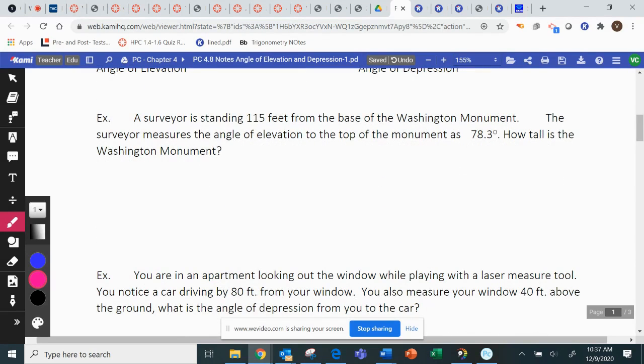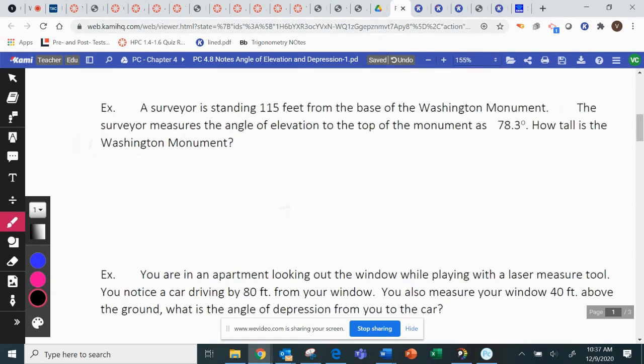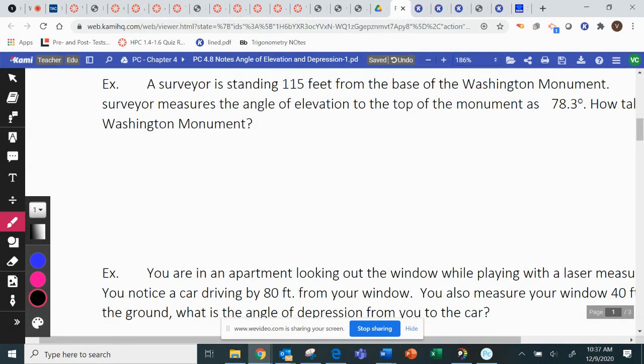We have a surveyor standing 115 feet from the base of the Washington Monument. The surveyors are those little people that stand on the side of the road with a little tripod and they're looking through it and doing trigonometry to measure things. So I definitely would not take a tape measure and be like, I'm going to measure the Washington Monument. Like, no, right? So we use trigonometry to find out how tall it is.